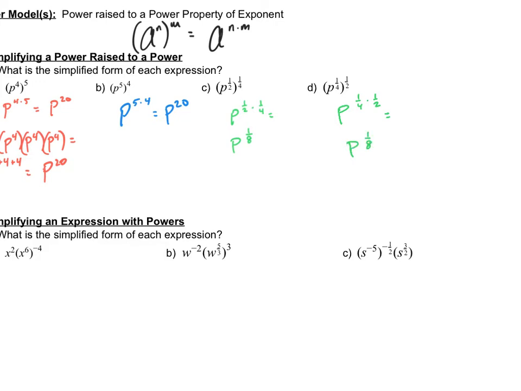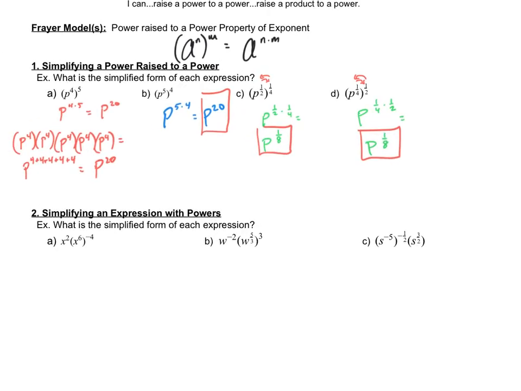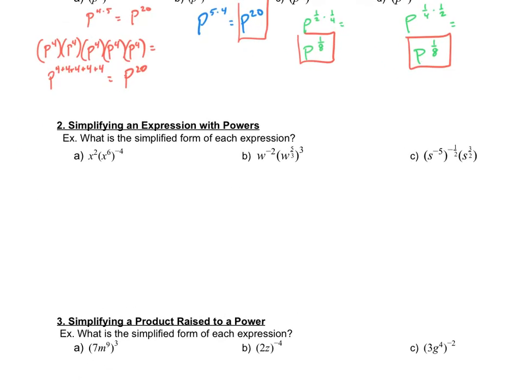Of course, you might be thinking, why on earth are those the same answer? Well, when it comes to the commutative property of multiplication, order doesn't matter. You get the same result. All that's happened here is we had a different order of the same numbers, so we would expect to have the same answer. So as we go on, what is the simplified form of each expression?